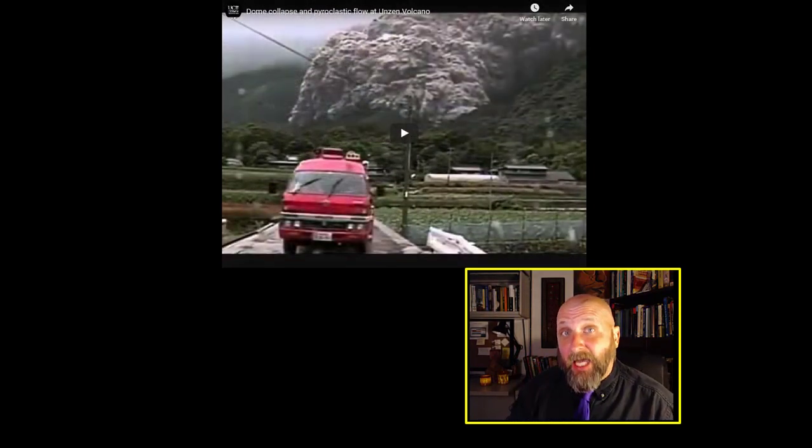That is a pyroclastic flow. That is apparently what struck Pompeii on the second day or the beginning of the third day of the explosion. That's what Pliny the Younger describes in his letter to Tacitus.